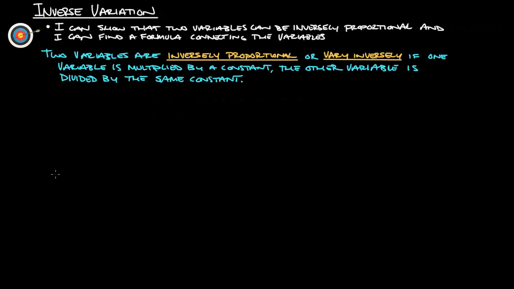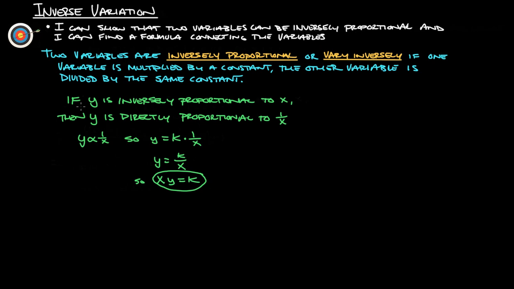First things first, two variables are inversely proportional, or vary inversely, if one variable is multiplied by a constant, then the other variable is divided by the same constant. So if y is inversely proportional to x, then y would be directly proportional to 1 over x, the inverse of x. We would write that as y varies directly with 1 over x.